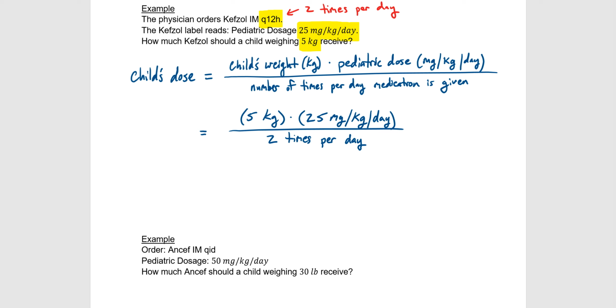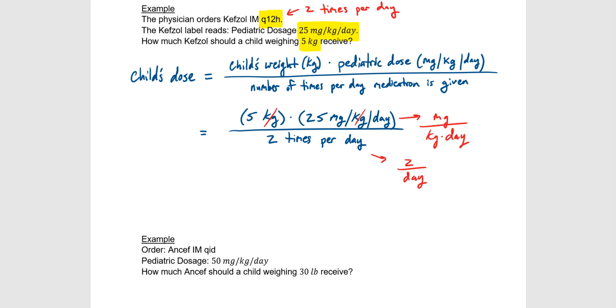So what happens here with the units is the kilograms are going to cancel, kilograms divided by kilograms in the numerator. I know that the milligrams per kilogram per day looks a little bit confusing. What actually happens with this one is that it is equivalent to milligrams per kilogram times the day. And then in the denominator it would end up being 2 per every day.